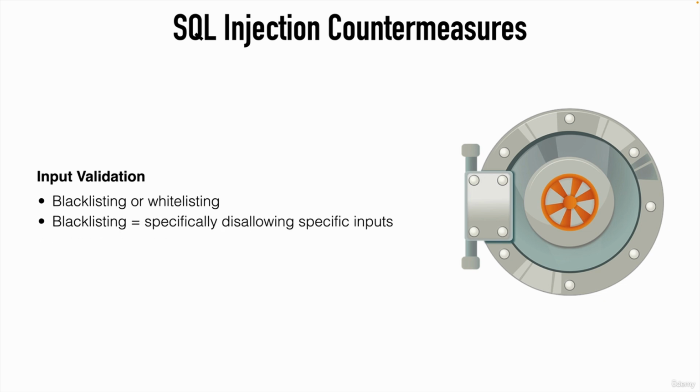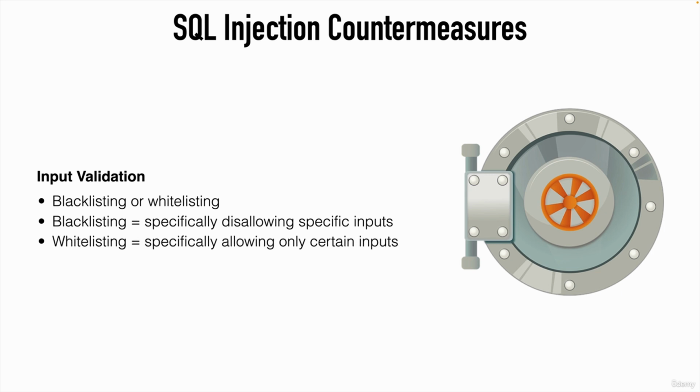Blacklisting means that we're specifically disallowing input that we have identified as being malicious. This is the easier way to accomplish input validation because it does require less work, and we often also have fewer false positives. But it can also be defeated more easily using some of the evasion techniques that we've already looked at, where we're maybe obfuscating the data that we're sending in to the web application.